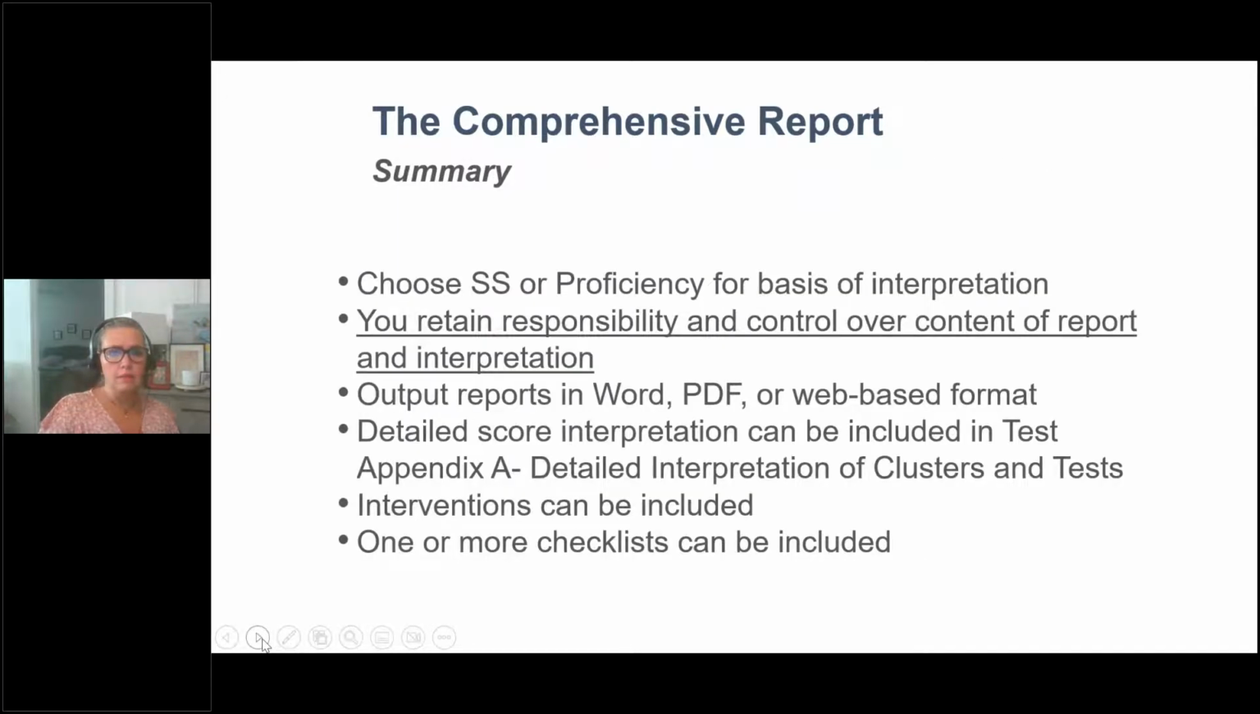So the comprehensive report, again, allows you to choose a standard score or proficiency for the basis of interpretation, but you as the evaluator retain responsibility and control over the content of the report and the interpretation. You can run the reports through Word, PDF, or a web-based format. And then again, if you want a more detailed score interpretation, then you can include the test Appendix A.